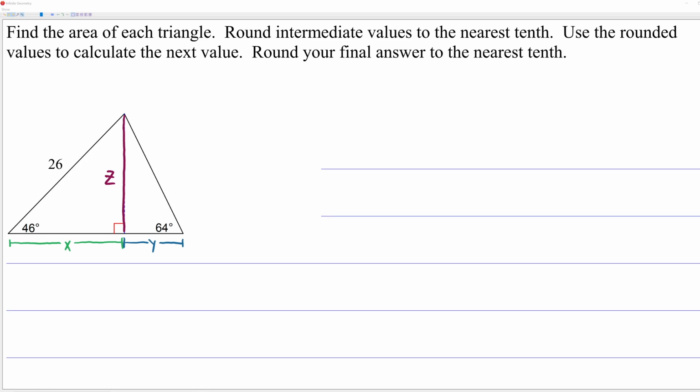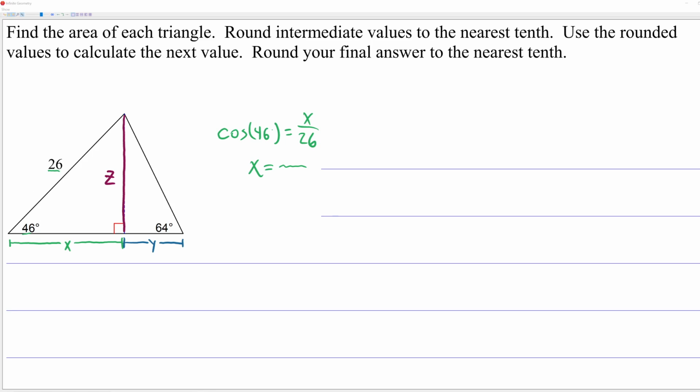Now, let's think about where we're going to have to start. Well, we know only one number. We know the hypotenuse of the right triangle on the left, and we know this 46-degree angle. So it looks like we'll be able to find both x and z using this triangle on the left-hand side. So let's find x first. From the 46-degree angle, x is the adjacent side, and 26 is the hypotenuse. So we'll use cosine. The cosine of 46 degrees is x over 26. Solve that equation and you'll have x equals some number.